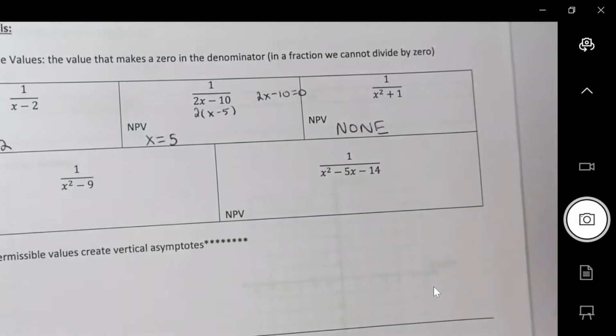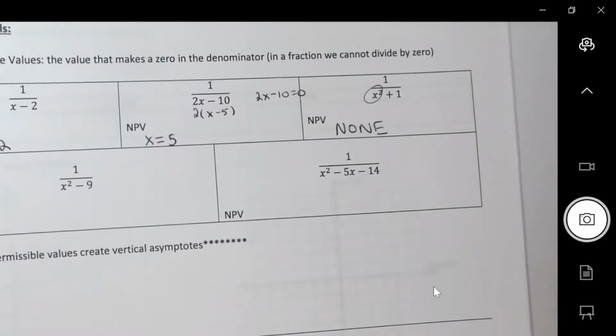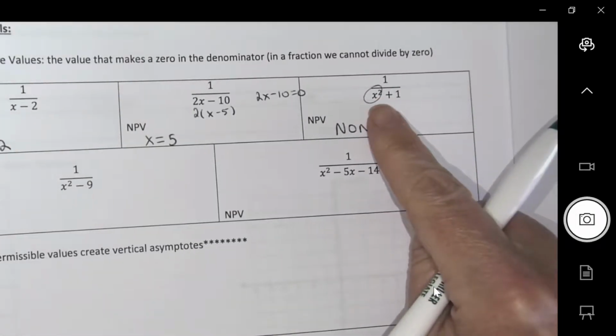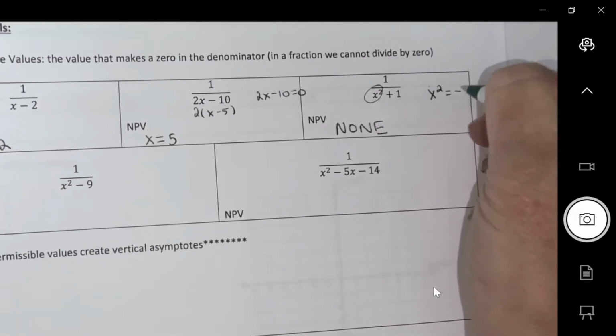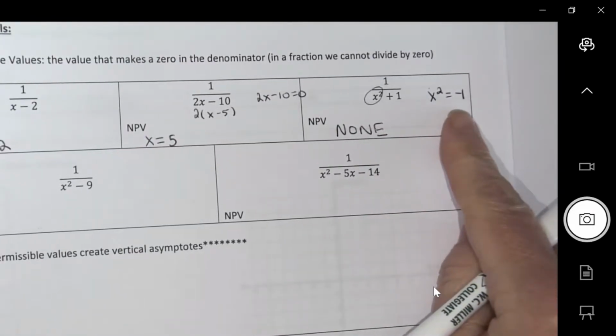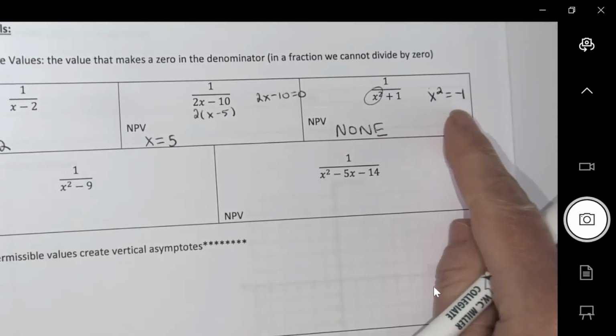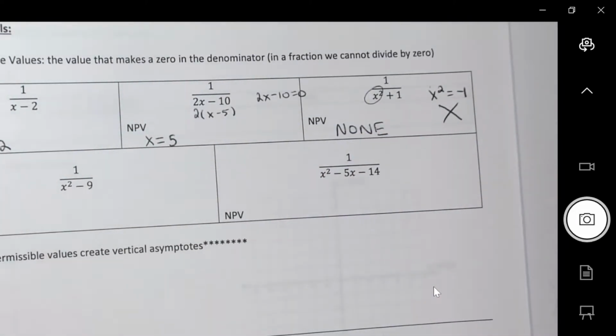Okay, so here's the idea. What happens when you square a number? It's either 0 or positive, right? There's no way you can square something to be negative. In other words, I'm trying to make that be negative 1. And will that ever be negative 1? Can you ever square something to be negative 1? No. So everything is permitted.